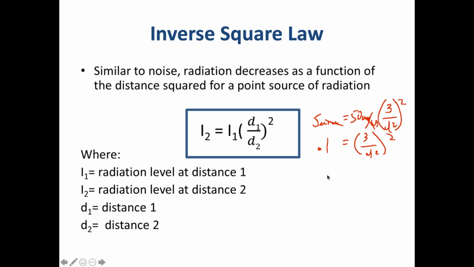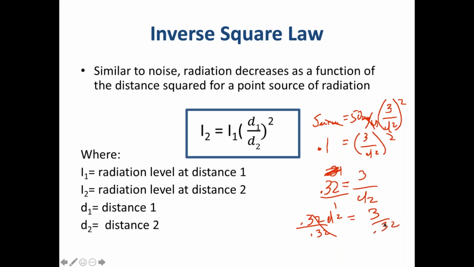Square both sides. What's 0.1 squared? 0.01. Yeah, of course. I'm sorry, take the square root of 0.1. What's the square root of 0.1? What number multiplied by itself will give you 0.1? 0.32. Good. I'm dependent on you guys because I can't switch back and forth. Okay, 0.32 is equal to 3 over D2, right? So 0.32 times D2 is equal to 3, so D2 equals 3 divided by 0.32.